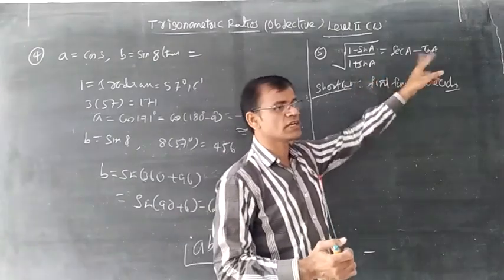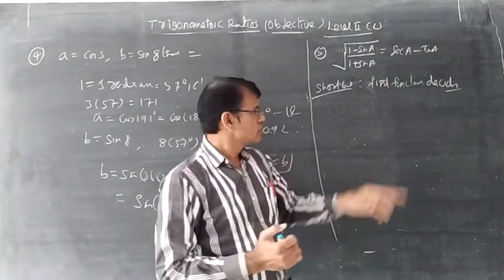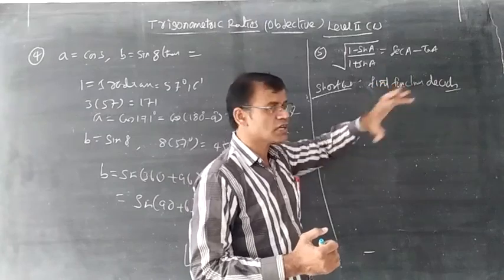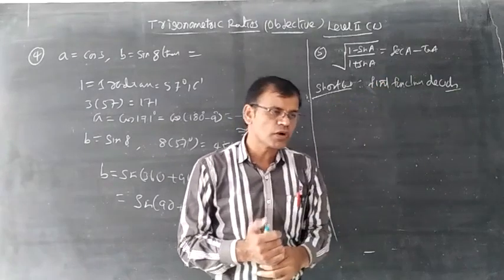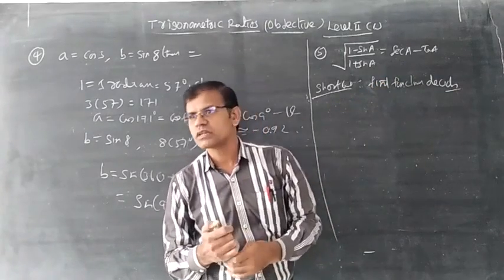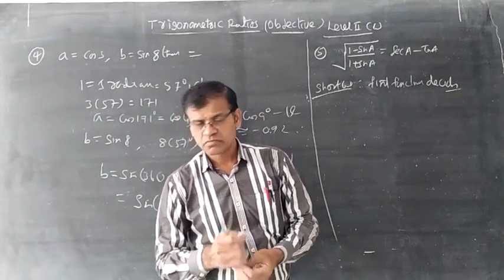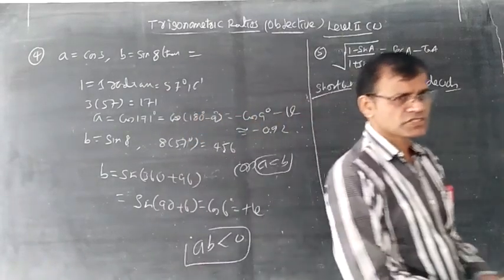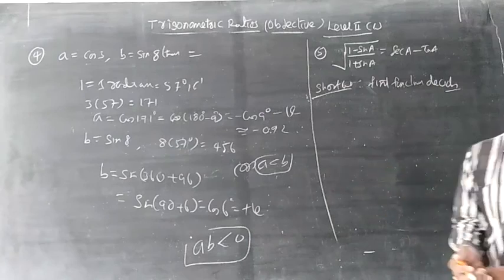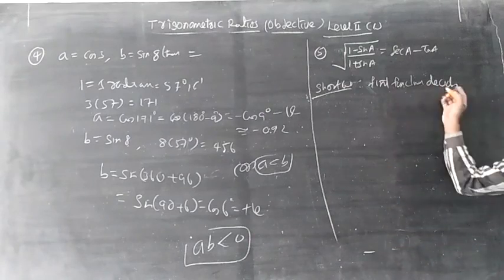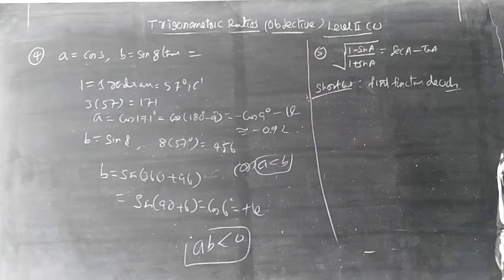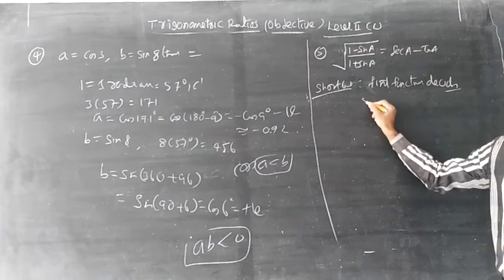Whatever secant a minus tan a is given, secant a decides. Secant a is positive in which quadrant? According to all sin tan cos, that's all. That is the answer: first and fourth. No need to rationalize, directly you can write. That is all I discussed, the shortcut: first function decides. Secant, first function means secant.